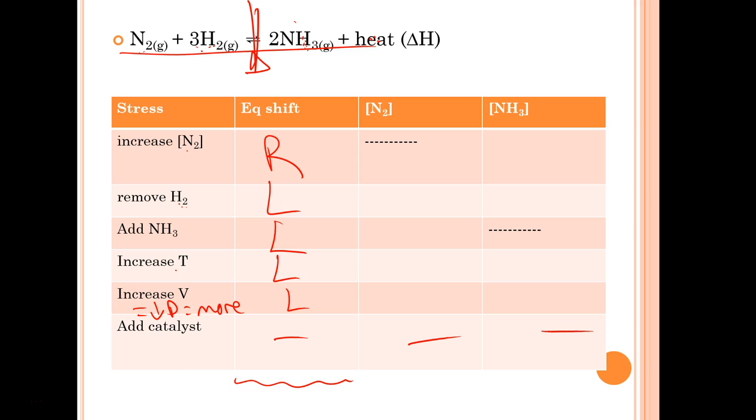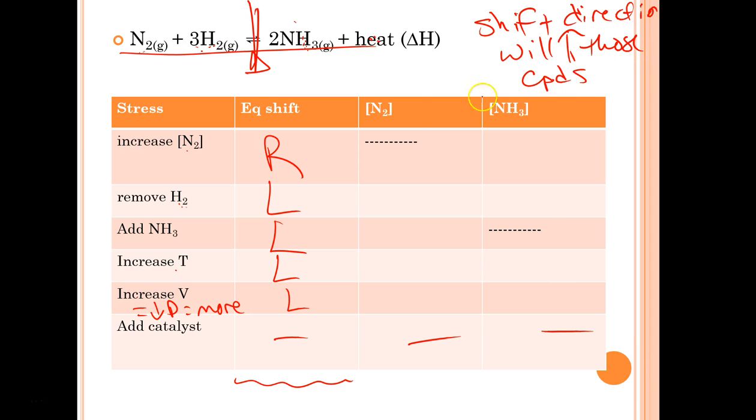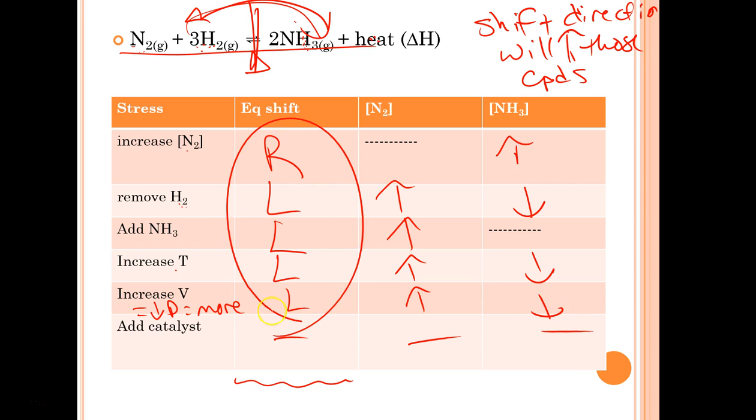So to do the nitrogen and the NH3, what you have to do is look at it. Whichever direction the shift is, it's going to primarily react in that direction. The shift direction will increase those compounds, substances, whatever you want to call it. So if I'm shifting to the right, NH3 is going to increase. If I'm shifting to the left, these two are going to increase, and NH3 is going to decrease. And this is going to be true for all of them, all the way down. But the big trick is figuring out that.